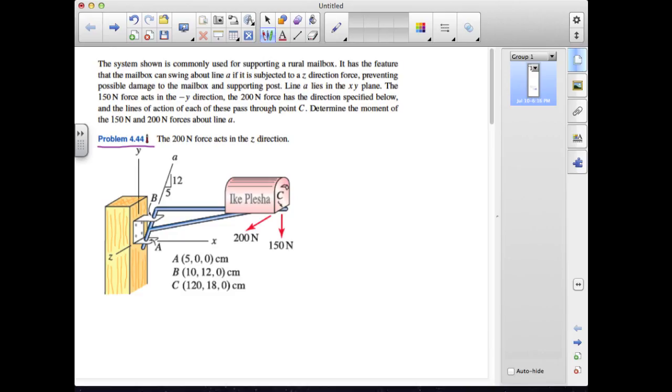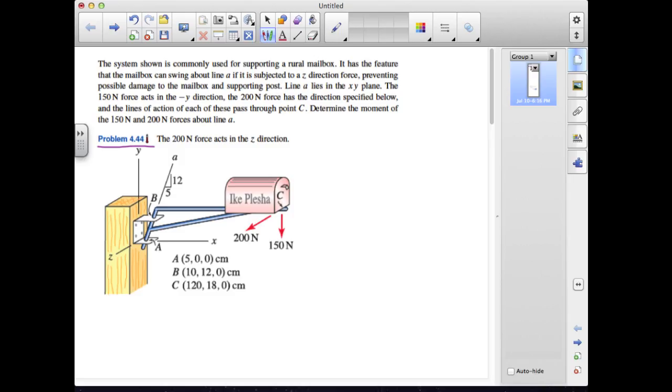It has the feature that the mailbox can swing about line A if it is subjected to a z-direction force, or a force that has a component in the z-direction. And this will prevent damage to the mailbox and its supporting post. We're given that line A lies in the xy plane and it forms this 5, 12, 13 triangle.